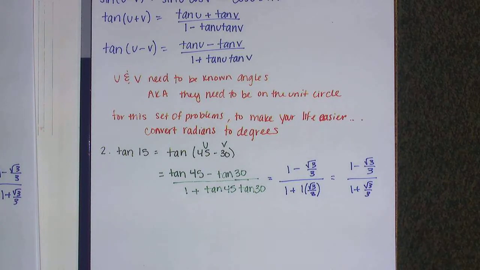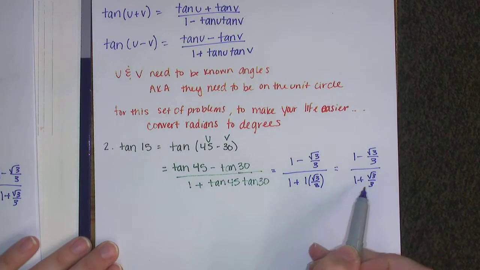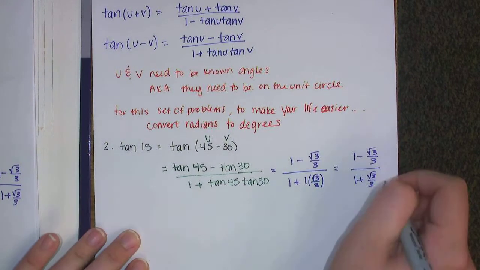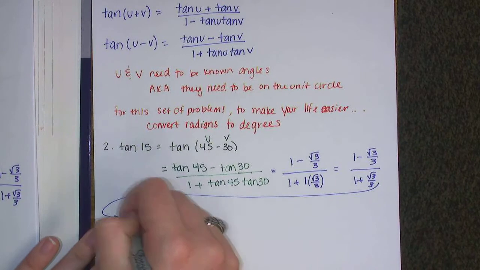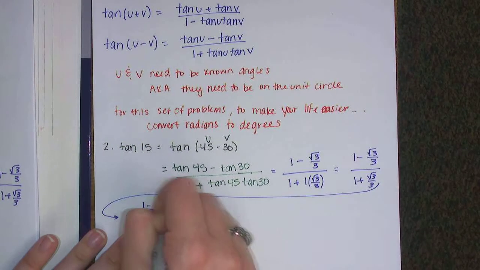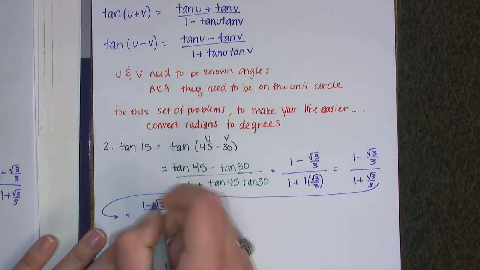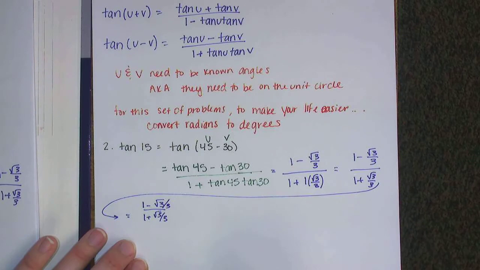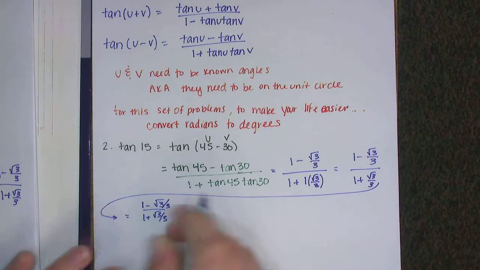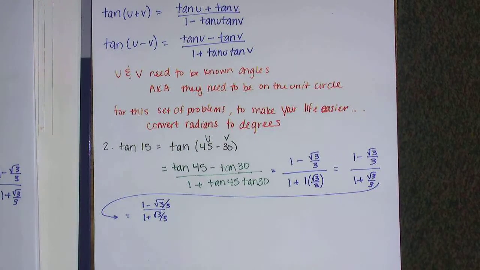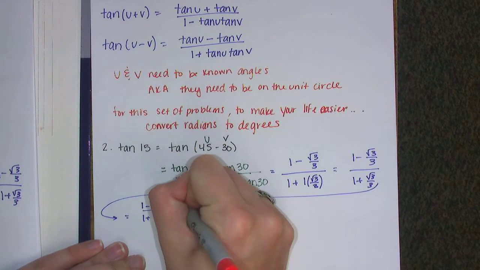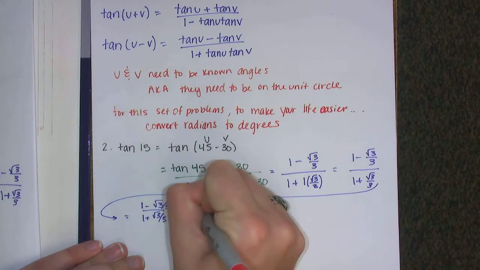So I'm going to bring this down here. Okay, so this is equal to 1 minus the square root of 3 over 3, all over 1 plus the square root of 3 over 3. Now, I need to multiply this by the conjugate of the bottom, which is 1 minus root 3 over 3. Okay, so top and bottom, I'm multiplying by 1 minus root 3 over 3.